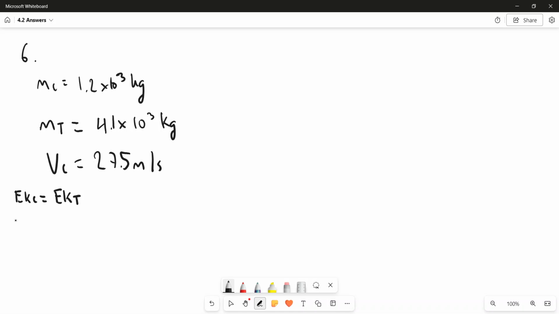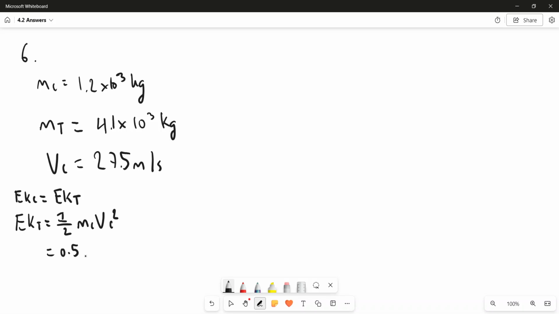Therefore, we can rewrite it as the kinetic energy of the truck is equal to 1 over 2 mass of the car into the velocity of the car squared. And so all we did is that we kept this EKT. However, we expanded EKC and we got our typical 1/2 mv squared. So what we're going to do is we're going to solve that because we have those values.